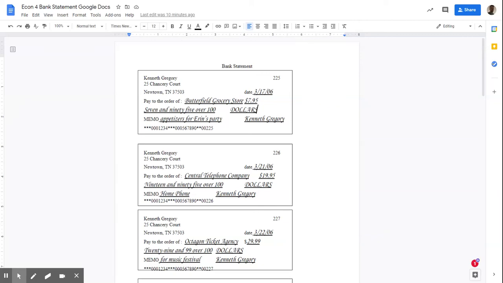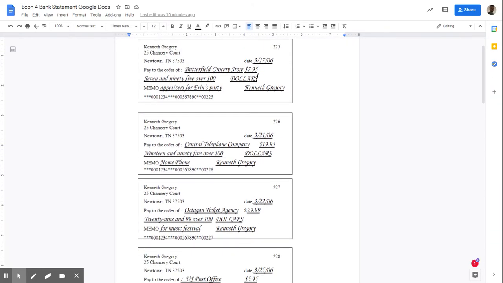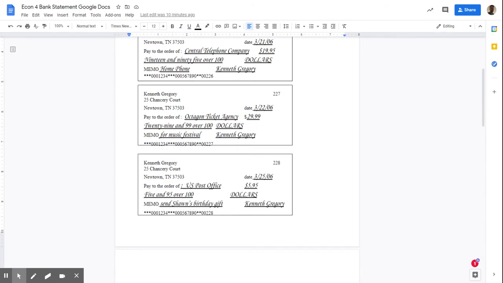Hi, this is Mr. Smith, and this is just going over the bank statement activity. This is for the purpose of learning about a checking account. Of course, we can do a lot of this online. And if you're good with money, maybe you always have enough in there. You're never going to worry about this kind of stuff.